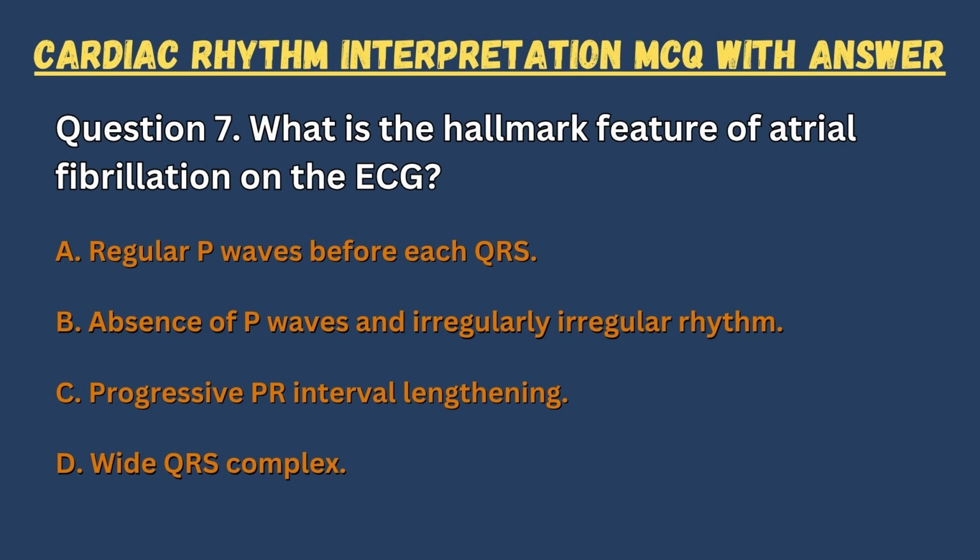Question 7. What is the hallmark feature of atrial fibrillation on the ECG? A. Regular P waves before each QRS. B. Absence of P waves and irregularly irregular rhythm. C. Progressive PR interval lengthening. D. Wide QRS complex.